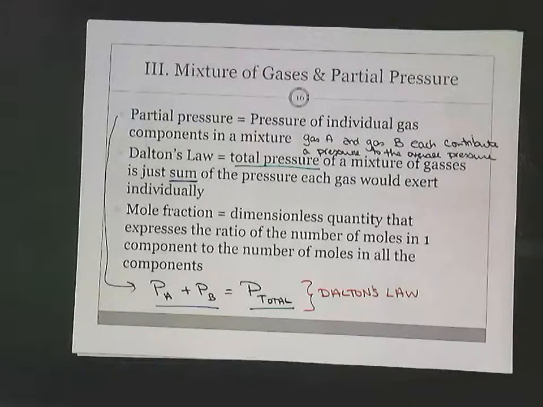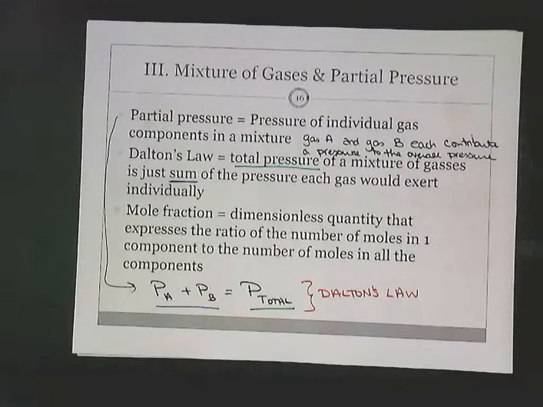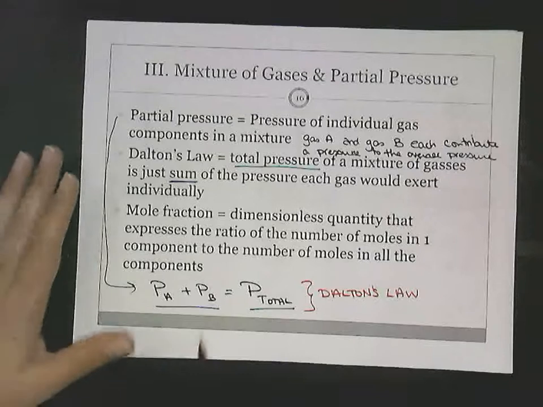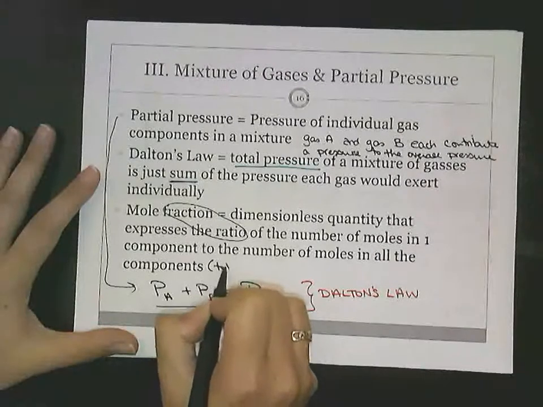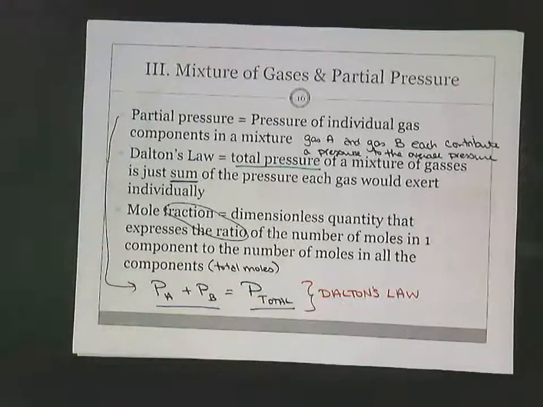All right, so in order to be able to calculate these individual pressures, we have to use a new quantity called a mole fraction. A mole fraction is a dimensionless quantity that expresses the ratio, which is a fraction, those are the same things, of the number of moles in one component to the number of moles in all the components, the total moles. If I'm talking about the fraction of ladies in here, I would count all the ladies and divide by the total number of people. Same thing. So a mole fraction takes the quantity of moles of gas A compared to the total number of moles in the entire container. So it's just a fraction of how much of the whole.